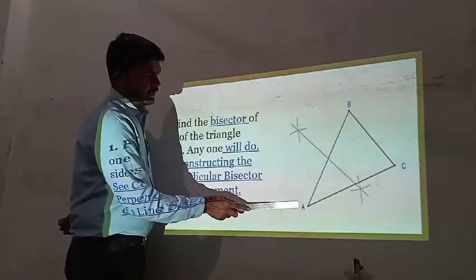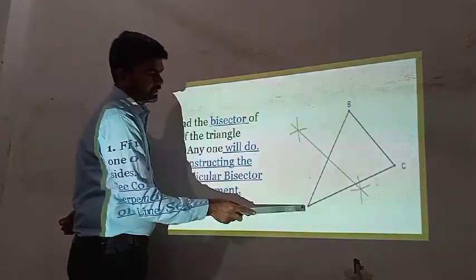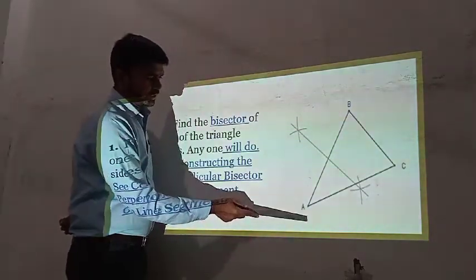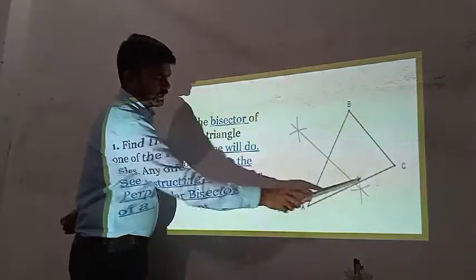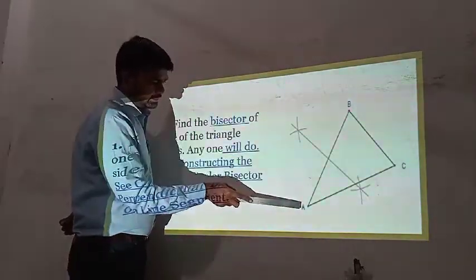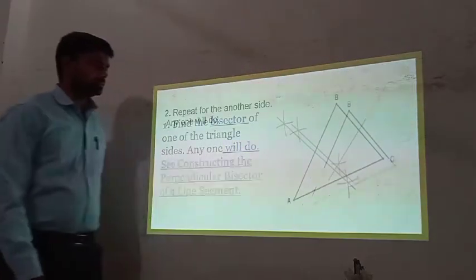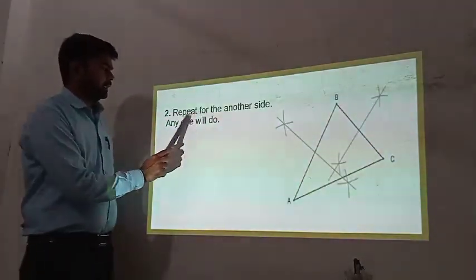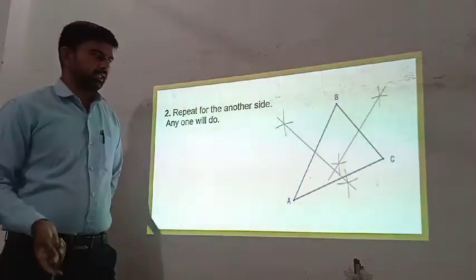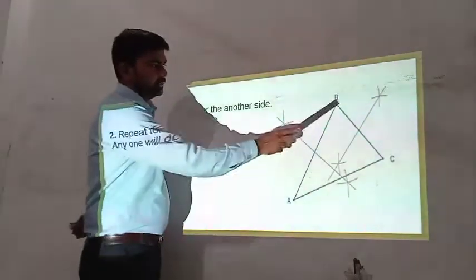So we have taken AB. We bisect this side first, AB. We put our compass here, from here to this mark, and from this side to this mark. First we have taken the side AB. Next, repeat for another side. Anyone will do, the same. We have to do it for the second side. I have taken the side BC.